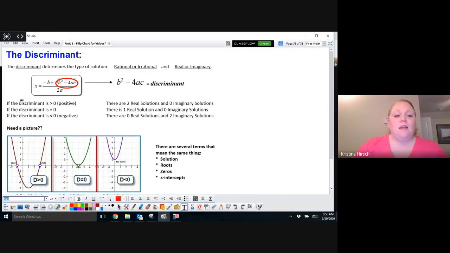Again, the whole purpose of a discriminant is literally to tell you the type of solutions you'll have and how many. You can use this chart in the middle to help you with that. You can also use this picture as a guide of what that really means in terms of a function and its graph. So that is the discriminant.